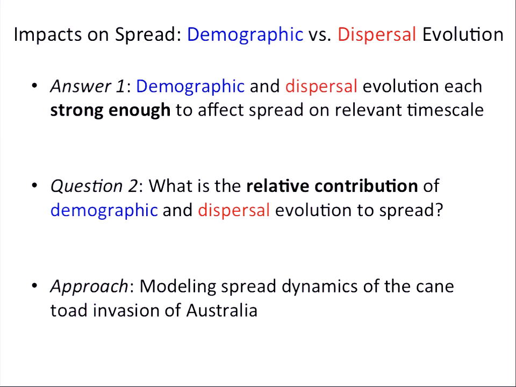So now we know that evolution can be strong and fast enough to impact spread. But what about this contribution of demography and dispersal? Which one is more important? So what's the relative contribution of these two types of evolution? The approach I took to this was to model the spread dynamics of cane toads in Australia.